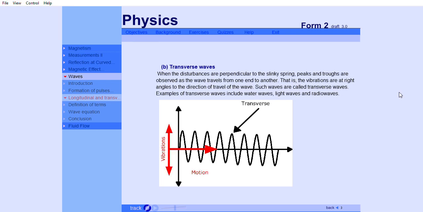Transverse waves. This is a wave in which the wave vibrations are at right angle to the direction of travel of the wave. Examples of such waves include water waves, light waves, and radio waves.